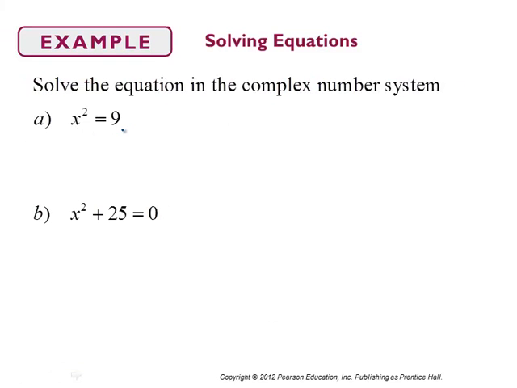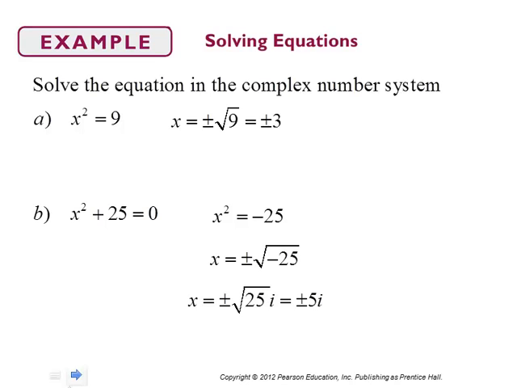So if you have the equation x squared equals 9, you could write that as x being equal to plus or minus the square root of 9, which means plus or minus 3. But if you have x squared plus 25 equals 0, that means that x squared is equal to negative 25. That means that x is equal to plus or minus the square root of negative 25, which is the square root of 25 times i, but the square root of 25 is 5. So x is equal to plus or minus 5i.